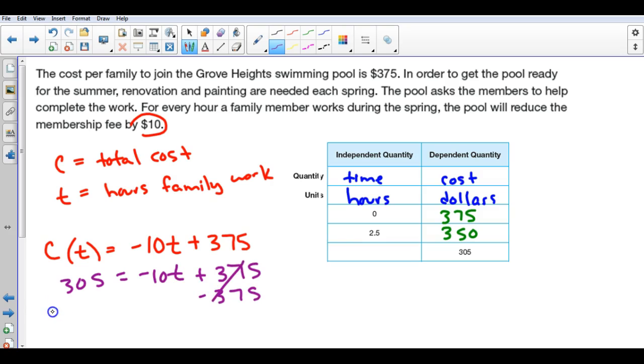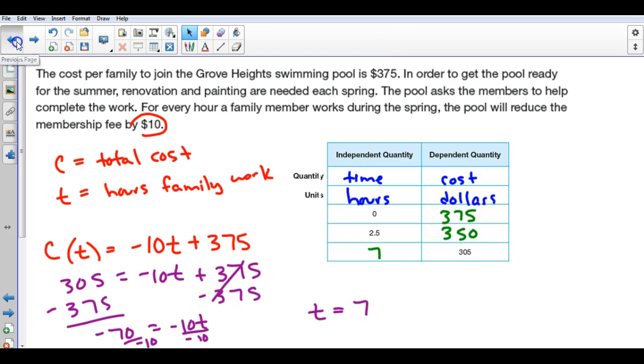So I'm going to subtract 375 on both sides. So just doing a little algebra here, we're going to take 305 minus 375, and that's going to give me negative 70, and I'm going to set that equal to negative 10t. So then what you're going to do here to get t by itself is divide both sides by negative 10. Negative 70 divided by negative 10 is positive 7. So what that means is if the family works a total of 7 hours, they will have saved $70, which means they only have to pay $305.